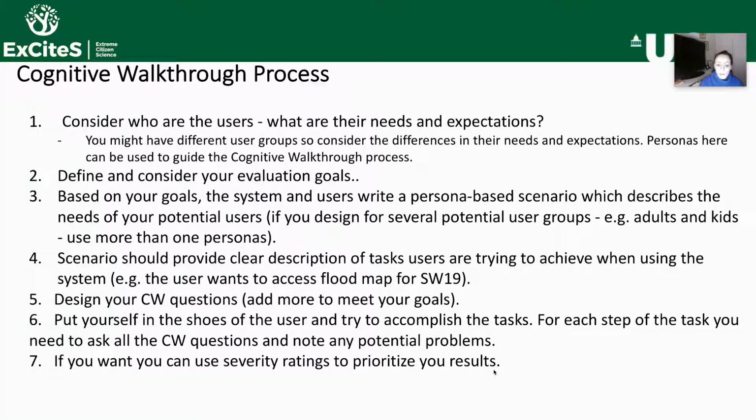Based on your goals, the system and end users, you could write a persona-based scenario which describes the needs of your potential user and what your user is trying to achieve. Of course, if you have, as I said, different user groups, you need to have more than one persona and therefore more than one persona-based scenario capturing the tasks that these different user groups will be undertaking using the system. The scenario should provide a clear description of tasks the users are trying to achieve when using the system.